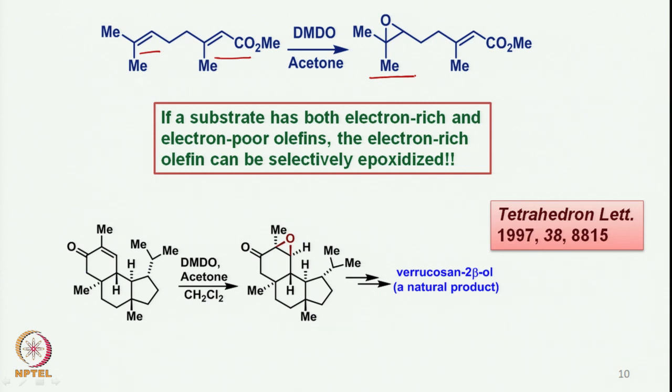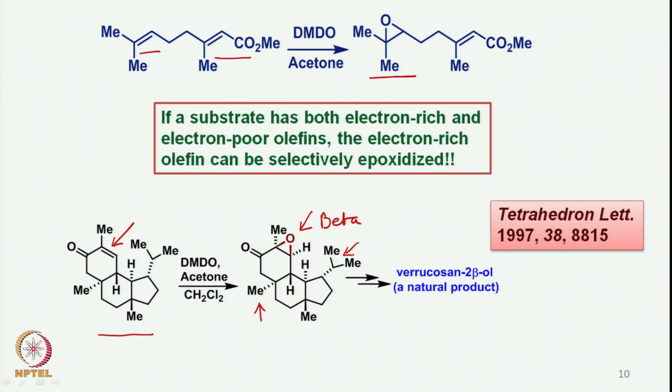One can also see this in an application, a somewhat complicated example, this tricyclic molecule which has an electron deficient olefin here and reacts to form the corresponding epoxide. Now you can see the formation of the epoxide is taking place from the beta side, because the groups present here are all alpha oriented. So due to steric hindrance, the formation of the epoxide occurs from the beta side.